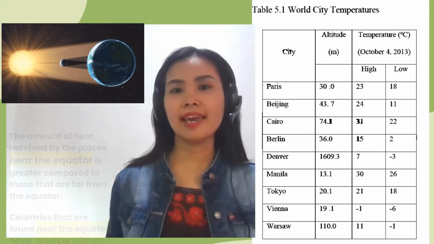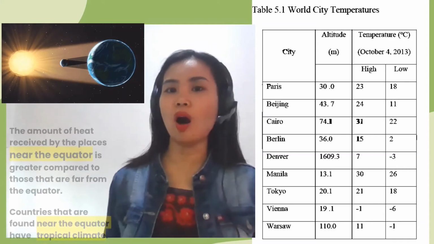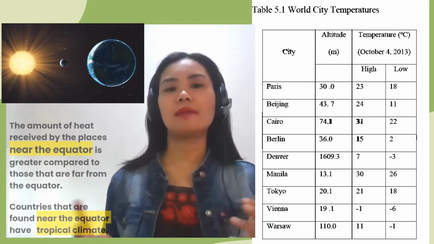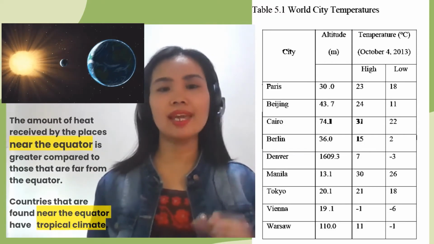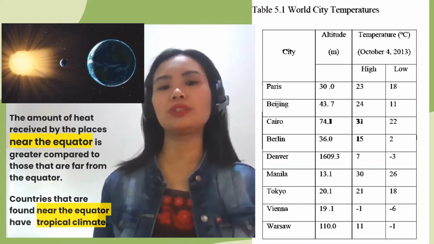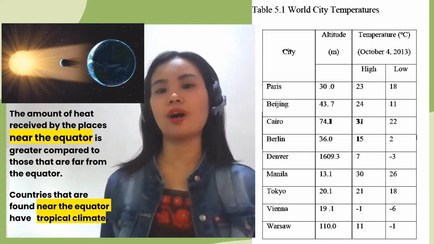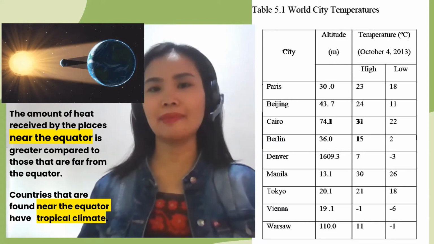Which city had the highest temperature? What factor do you think is the cause of high temperature in that city? The amount of heat received by the places near the equator is greater compared to those that are far from the equator. Hence, countries that are found near the equator have tropical climate.